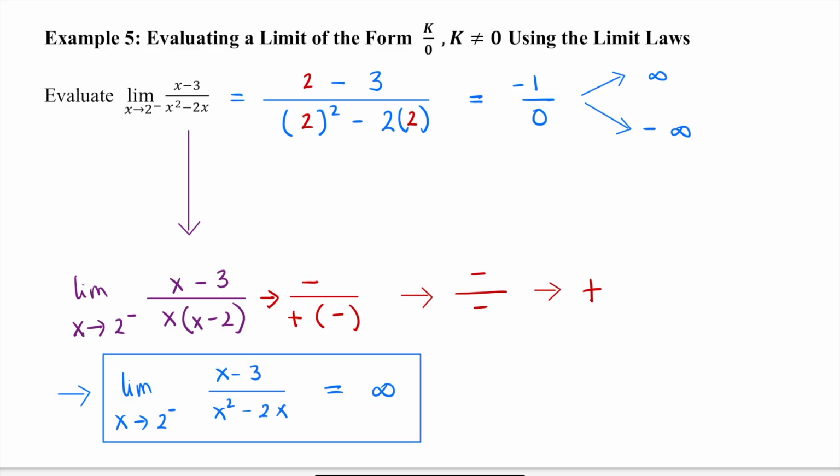This example shows the difference between 0 over 0, which requires algebra, and non-zero over 0, which usually leads to infinity. Always check which situation you are in first.